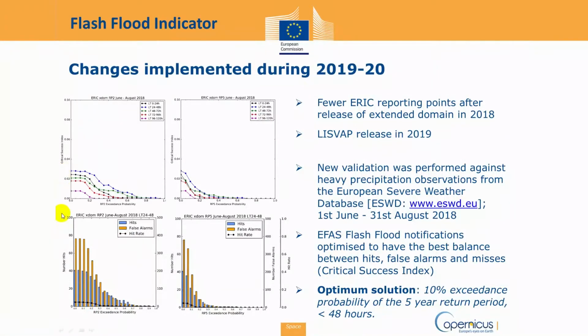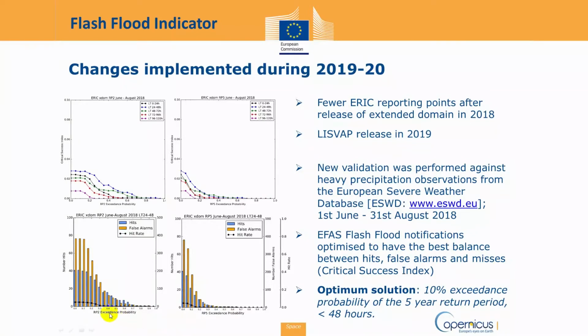Then the bottom two graphs show the number of hits and number of false alarms, and also the hit rate, for the 2-year exceedance probability on the left again, and the 5-year exceedance probability on the right. And here, for example, if we look at the 0.1 or 10% exceedance probability, you can see that for the 2-year return period, that would give us approximately 40 hits and just under 80 false alarms. If we do the same thing for the 5-year, we would get approximately 20 hits and just under 40 false alarms.